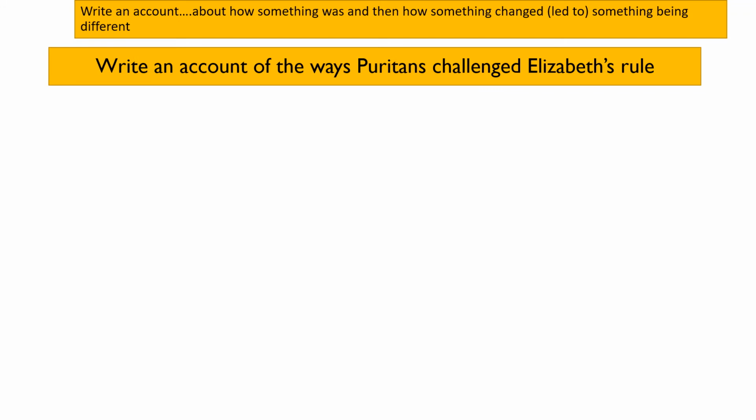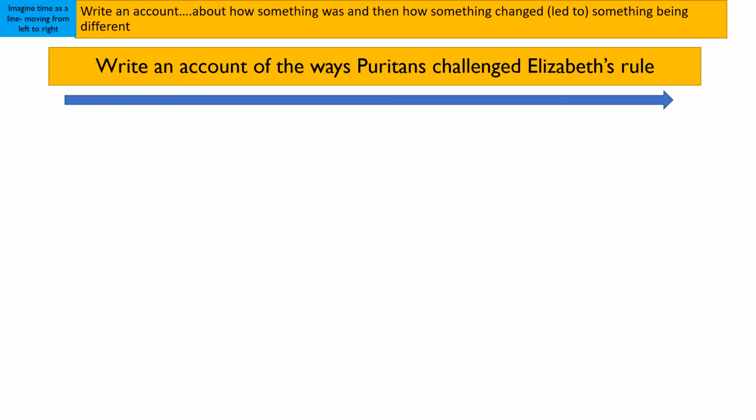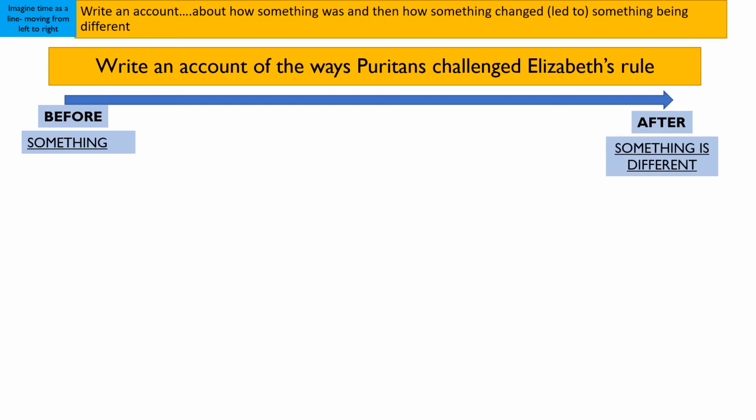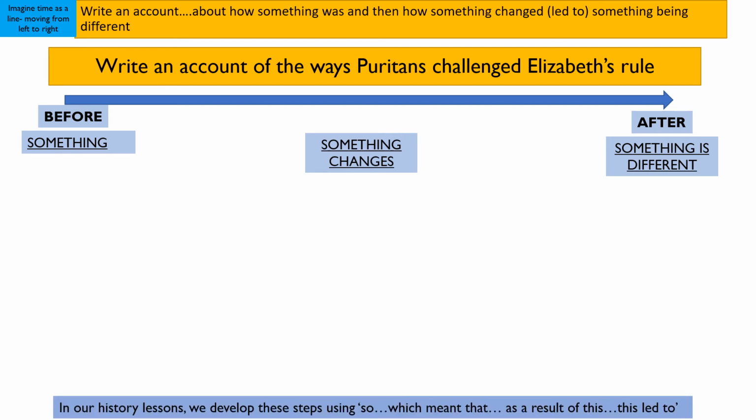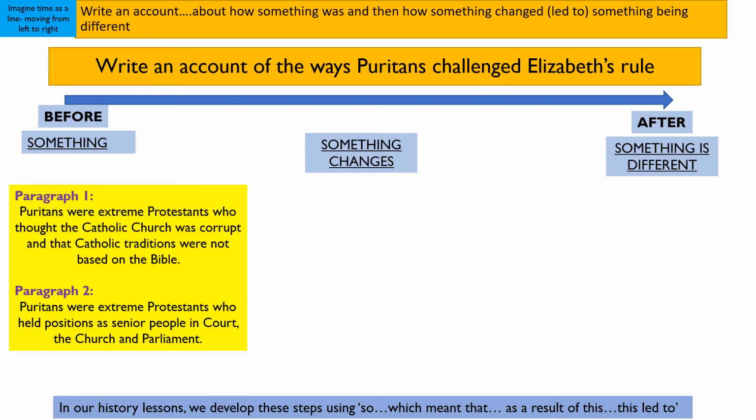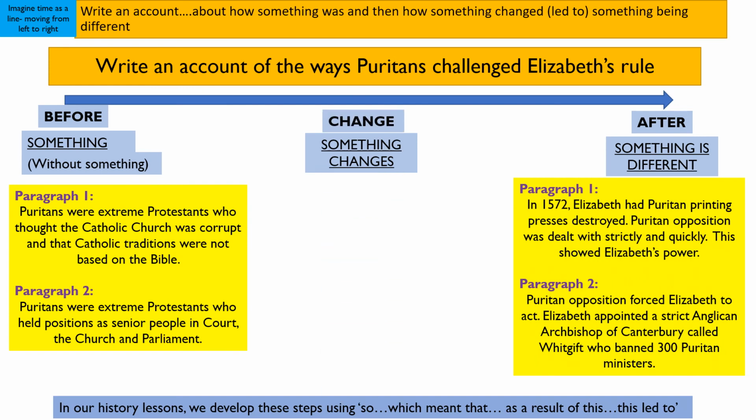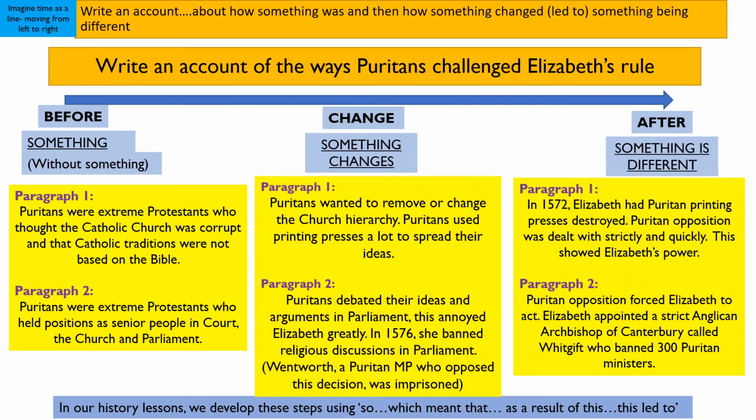So here we're going to look at write an account of the way Puritans challenged Elizabeth's rule. We have a before and we have an after. We have something before and something different after. In the middle, something changes. In our history lessons, we developed these steps using so, which meant that, as a result of this, led to. So we have our paragraph 1 and paragraph 2 there, and what it means is that all the paragraph 1s go together and all the paragraph 2s go together. Let's see what that looks like.